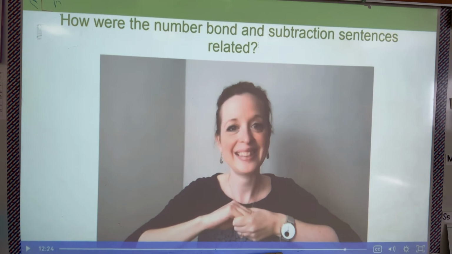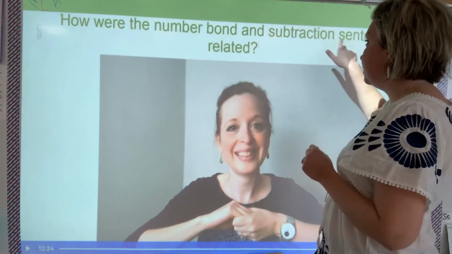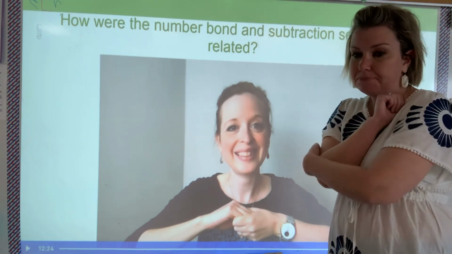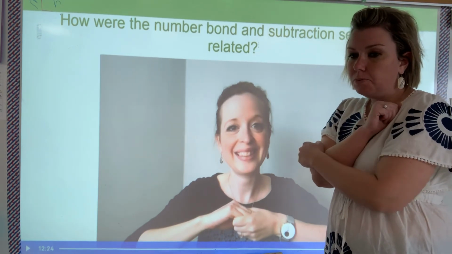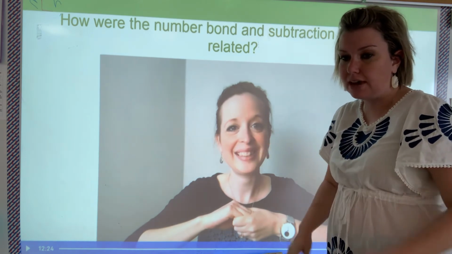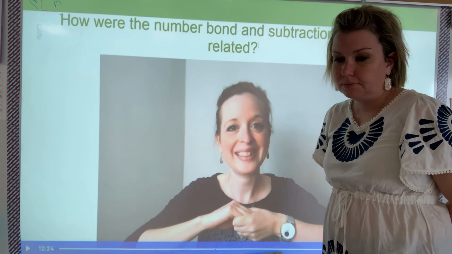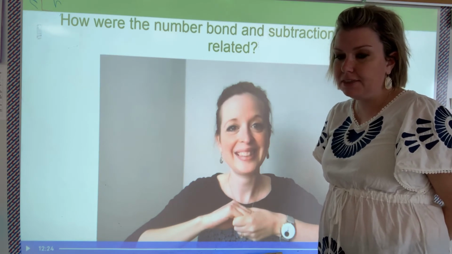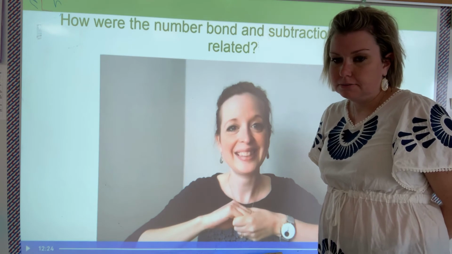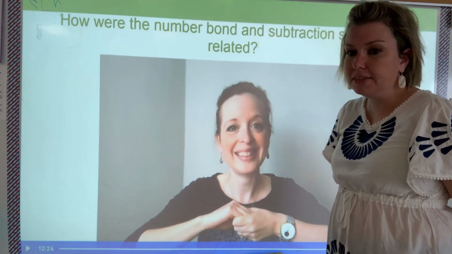Okay. So when she asks a question like that, how were the number bond and the subtraction sentence related? That means how are they the same? How are the number bond and the subtraction sentence the same? Who could answer that question? How are they the same? Ryan, how are they the same?